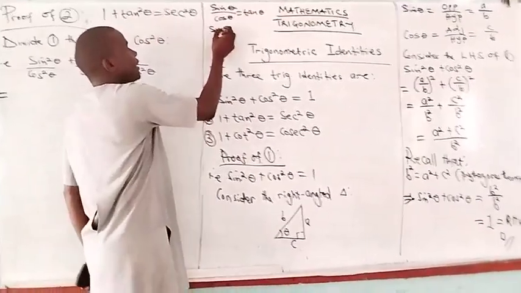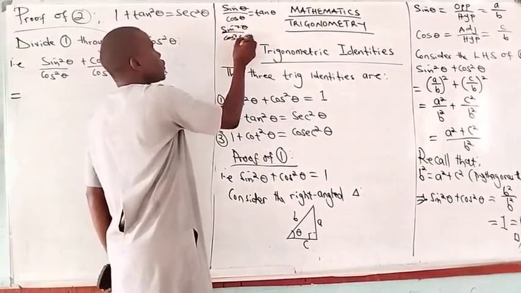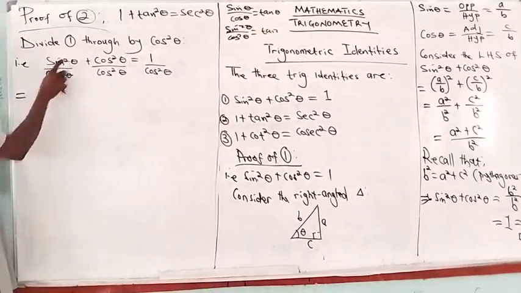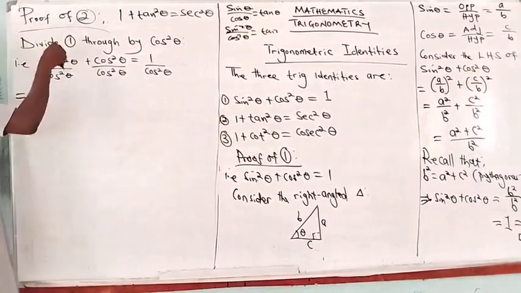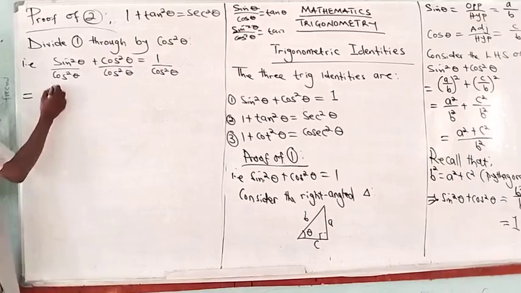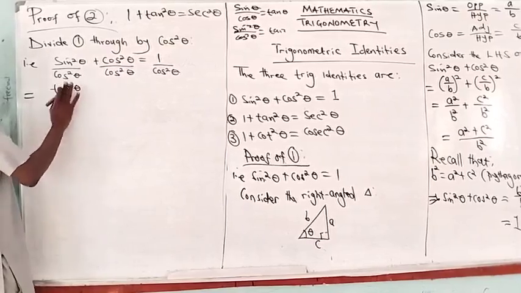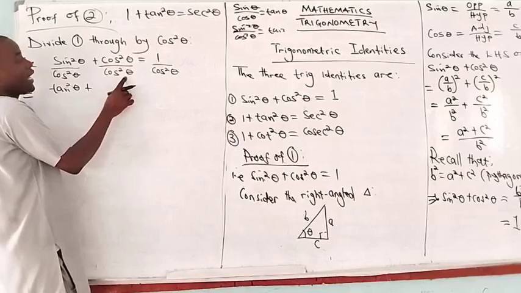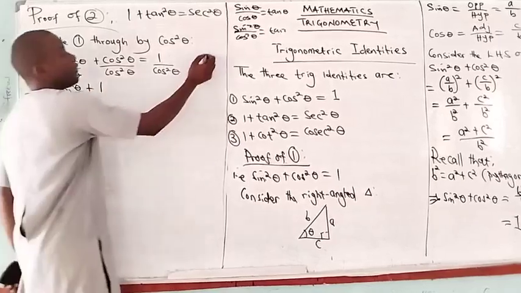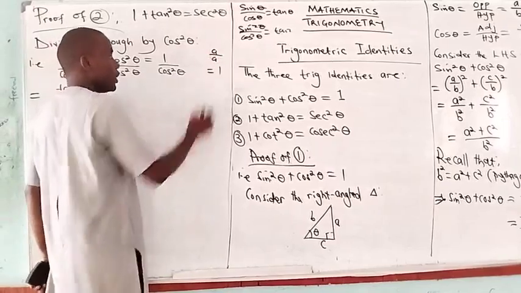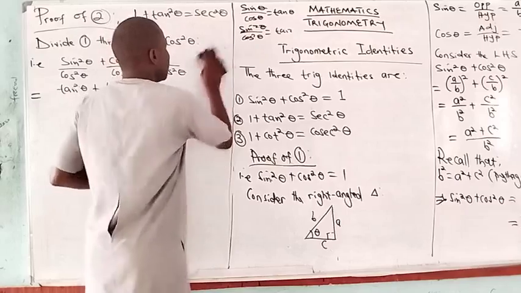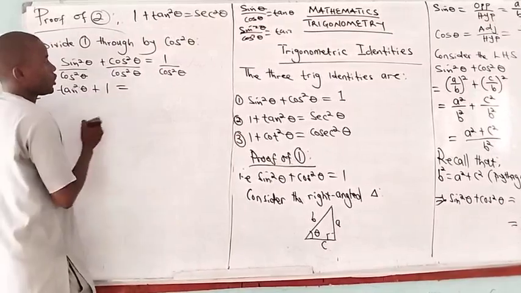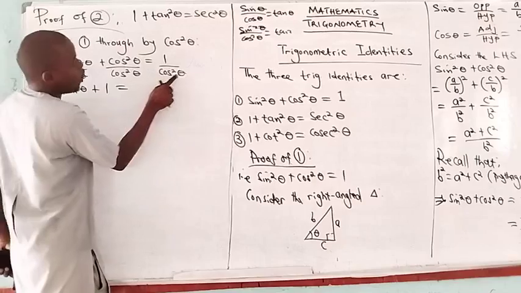So what is sine square theta over cos square theta? This will give us tan square theta. Sine over cos is tan, so sine square over cos square will definitely give us tan square theta. Plus, cos square theta divided by cos square theta is 1. If you have A divided by A, you have 1. Dividing one quantity by itself gives us 1. So this is equal to, again, 1 all over cos theta.